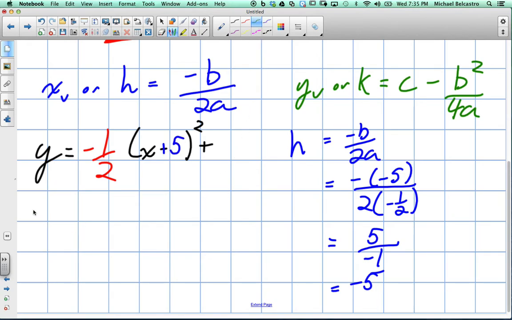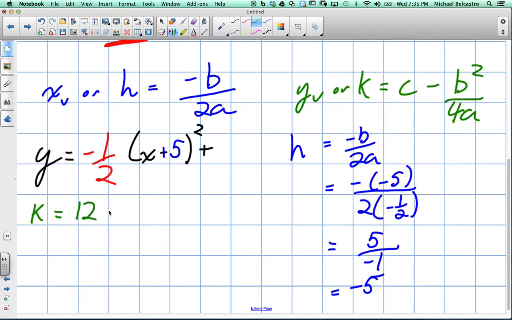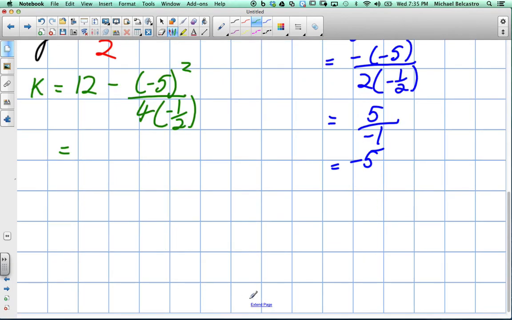The last part, let's do the k value. Well, our c is 12, so 12 subtract. We already know the b value is negative 5. Negative 5 squared divided by 4 times, and again our a value is negative a half. So a little bit of math to get through this. 12 will stay minus negative 5 squared is 25 divided by 4 times negative half. Positive times a negative will give us a negative, and 4 times a half, 4 divided by 2 is 2.